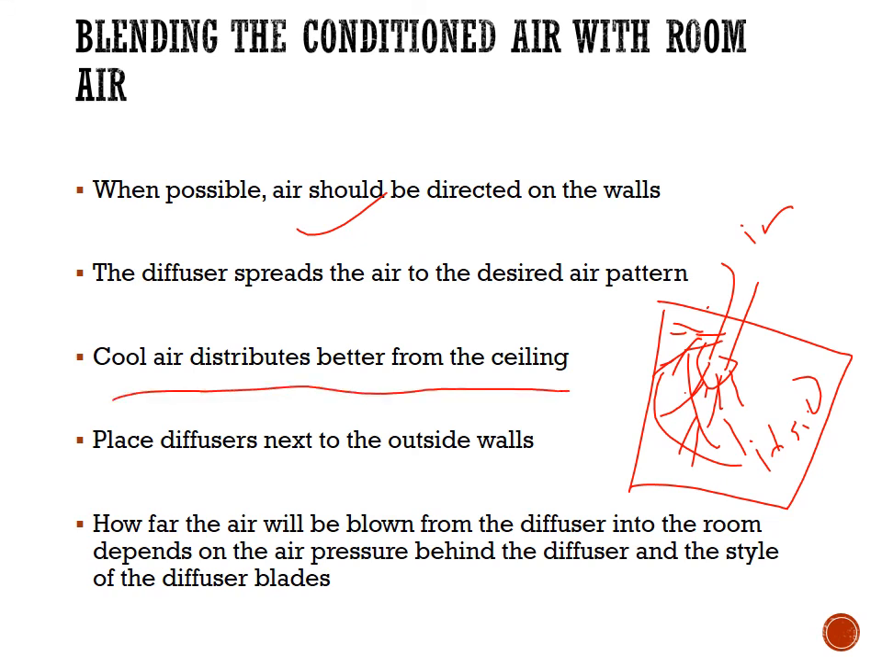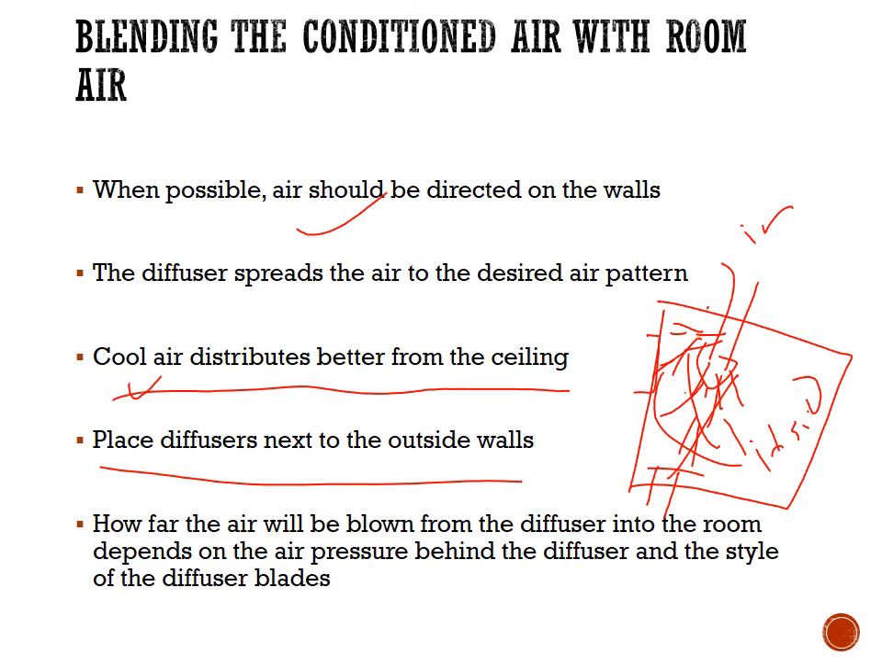So it makes sense that cool air will distribute better from the ceiling because it's going to drop down and diffuse. If we have hot air, we want it to be from the bottom because hot air will rise, so it will diffuse better. Place the diffuser next to the outside wall. Makes sense. The outside wall is where you actually lose more heat.